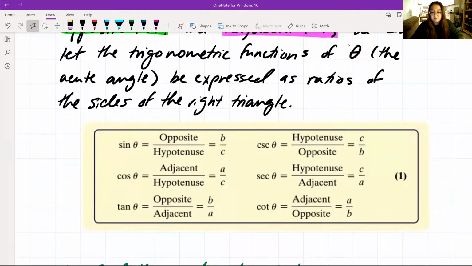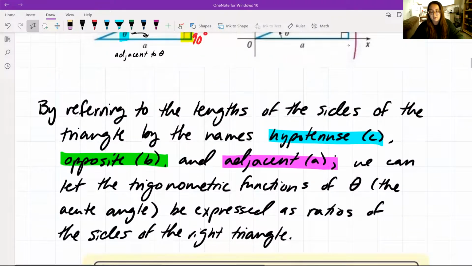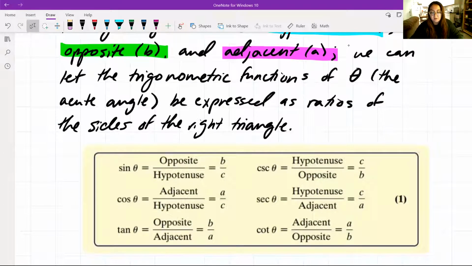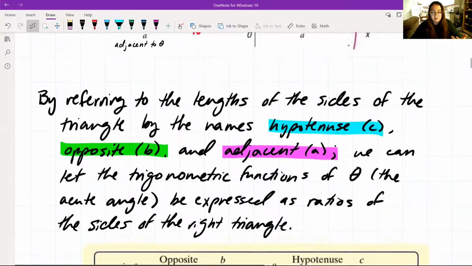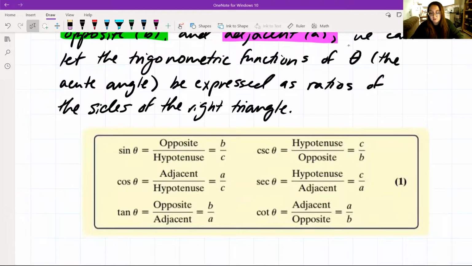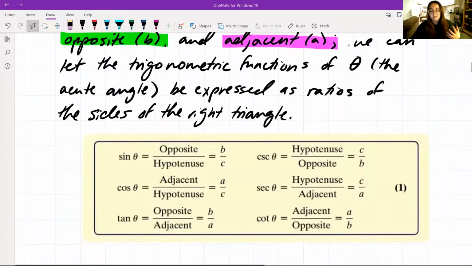Then cosecant of theta is the hypotenuse over the opposite, which is the hypotenuse C over B. Secant theta is the hypotenuse over the adjacent, so we have C over A. And then cotangent, we have adjacent over opposite, so we have our length A divided by our length B. So we see the same kinds of patterns here. We see that cosecant, secant, and cotangent are all going to be reciprocals of sine, cosine, and tangent, respectively.